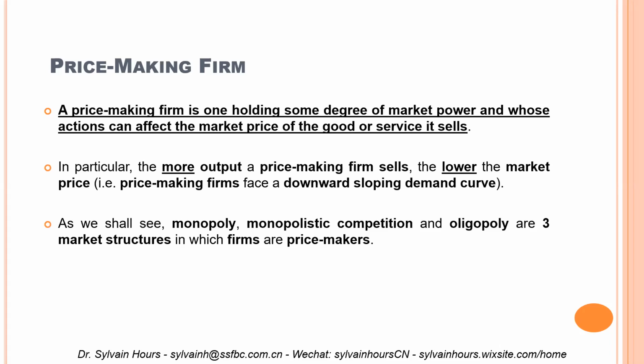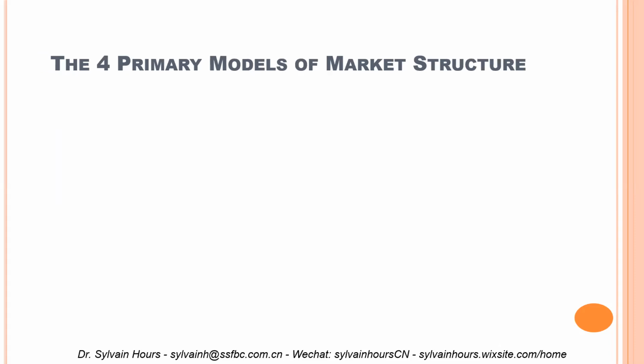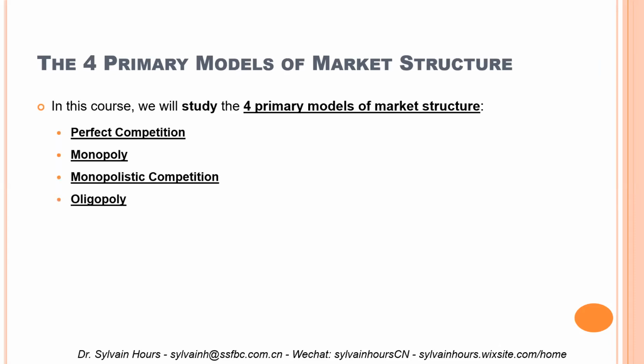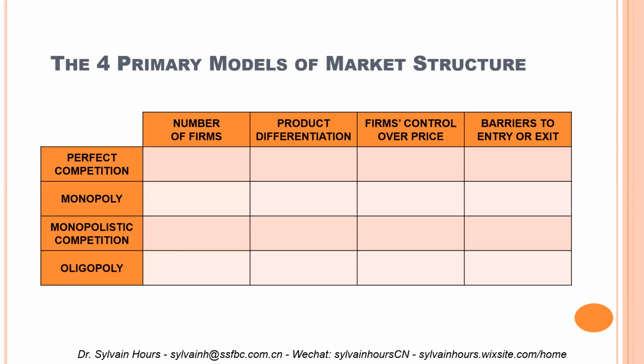Okay. And yes, in monopoly, monopolistic competition, and oligopoly, in these 3 market structures, firms are price makers. Very important to keep this in mind. So 4 market structures, ones that we will study together during these webinars. We will follow this order, which is the common or usual order to study these market structures. And at the end of this introduction, what you can do with your students is to give them this blank table and ask them to fill it.